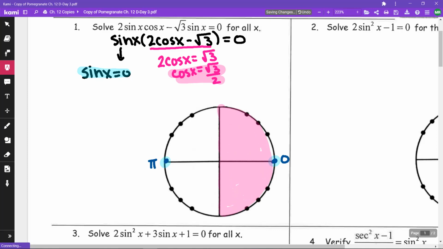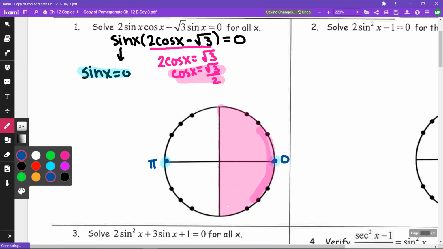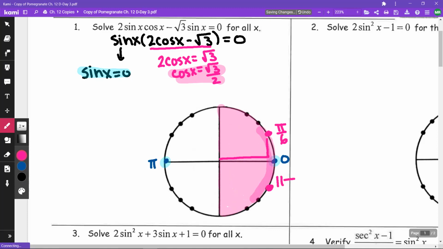And so when I'm thinking about my cosine, cosine is x, sine is y, and I want my cosine to be root 3 halves. That's what I consider long. So I am going to go long and then short. So I'm going to be right here at pi 6, which means I'm also down here at another pi 6, which is going to be 11 pi 6.